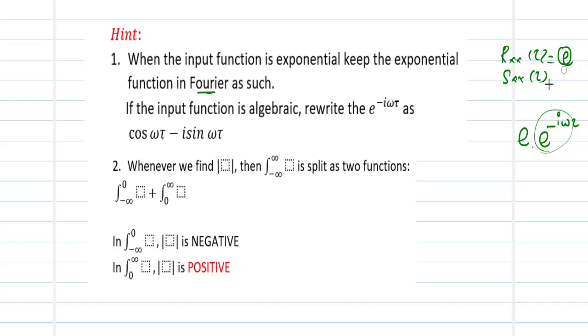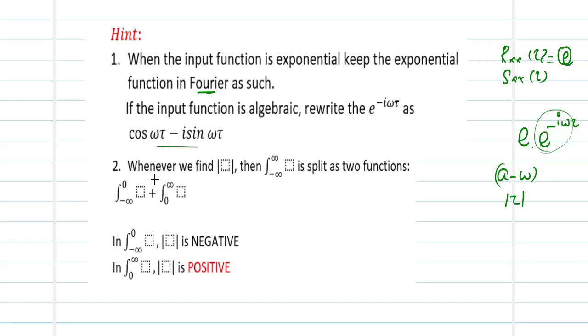But if the input function is algebraic in nature, that is, it is in terms of omega or in terms of tau and so on, then what we do to this e power minus i omega tau is we split and write it as cos omega tau minus i sin omega tau. So this will be the first hint we will keep in mind. If input is exponential, keep the Fourier as exponential. If the input is algebraic, we will have to split the exponential as cos and sin.